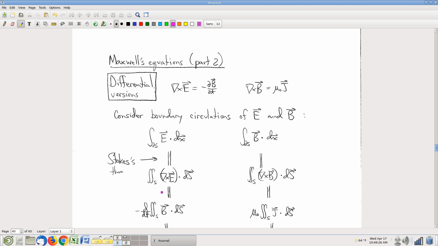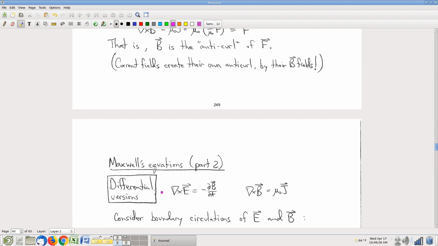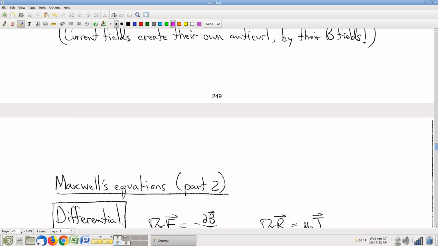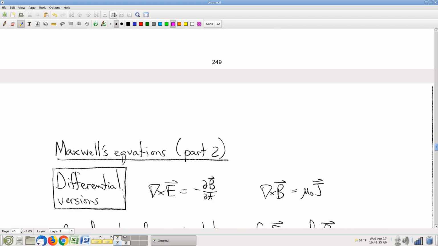I need to talk about Maxwell's equations again. You may recall that there are 4 Maxwell's equations, kind of, depending on how you count. This is what I'm going to call Maxwell's equations numbers 3 and 4. So this is number 3 and this is number 4. Remember, the first 2 of Maxwell's equations were about the divergence of the electric and magnetic fields.